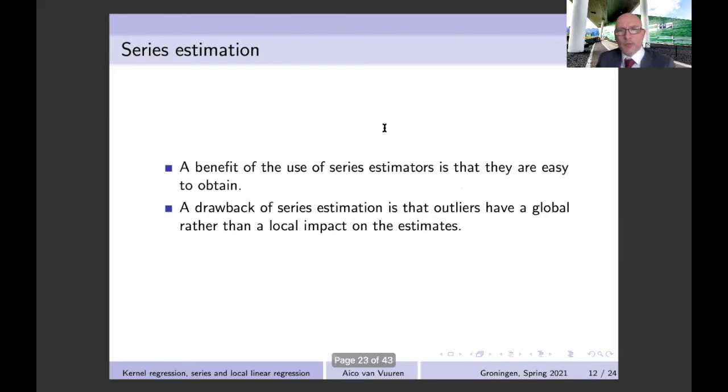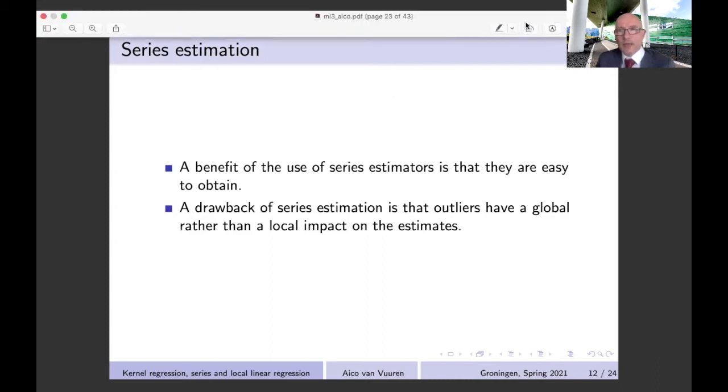With series estimation, all the outliers have a so-called global impact. In series estimation, you use all the information, all the observations in your data set, in order to estimate your polynomial. And that implies that an outlier, very far away, could still have a very big impact. And that is actually one of the drawbacks of series estimation.